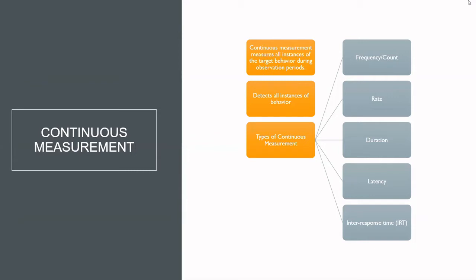Before we go into specific types, let's quickly discuss what continuous measurement is. Continuous measurement measures all instances of a response that are observed during an observation period. The best time to use this type of measurement is when the behaviors have a discrete beginning and ending. You do not want to use continuous measurement when behaviors are occurring at higher rates, such as hand flapping. For example, if your client is hand flapping at such a high rate, it may be too difficult to keep track of every single instance of behavior. So, let's continue our discussion on the different types of continuous measurements and which scenarios are best to use these measurements.